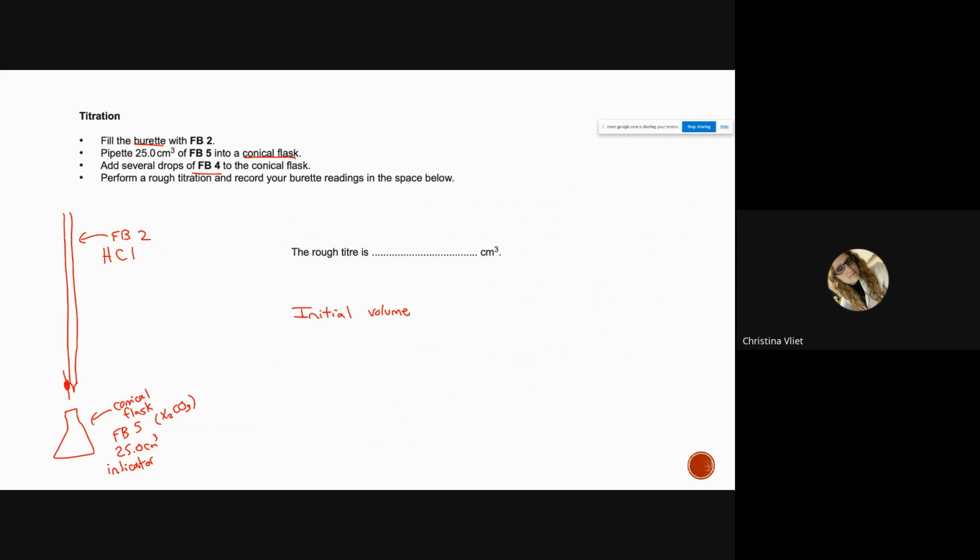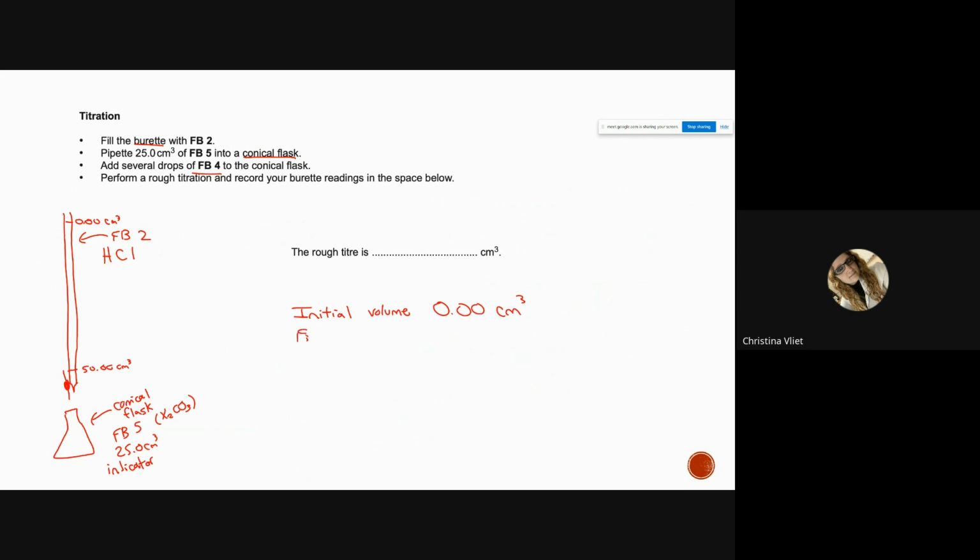So initial volume should be always what in your burette? Where's the top here actually? 0 at the top and it's 50 at the bottom. And you're measuring the difference as you add down. So your initial volume should be either 0.00 or very close to that. Depending on if you get it exactly to 0 or not, it's up to you. You can rush, but then write down your data correctly if you don't exactly get it to 0. So then 0.00 is your initial.